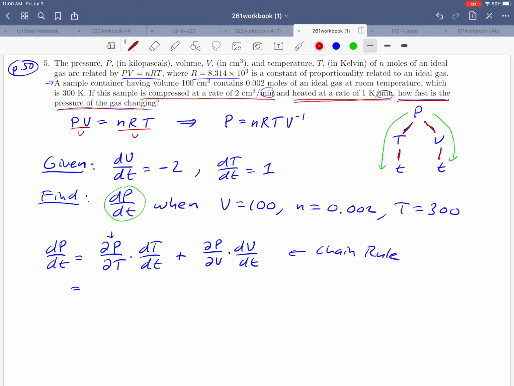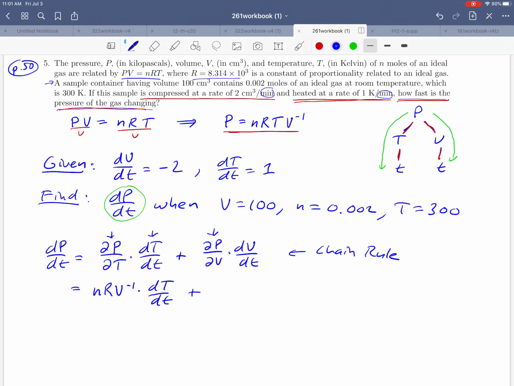So let's find our formula for P. That's sitting up here. We want to take the derivative of that with respect to the variable T. If we do that, the derivative of the T that you see there is going to turn into a 1, and the other pieces are just going to come along for the ride. So we're just going to get nRV to the negative 1 out of that. Okay, and then we have dT dt. Okay, we'll just rewrite that.